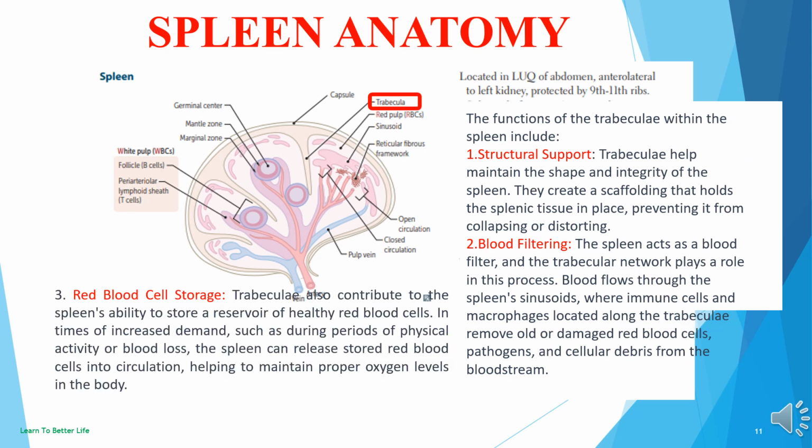3. Red blood cell storage. Trabeculae also contribute to the spleen's ability to store a reservoir of healthy red blood cells. In times of increased demand, such as during periods of physical activity or blood loss, the spleen can release stored red blood cells into circulation, helping to maintain proper oxygen levels in the body.